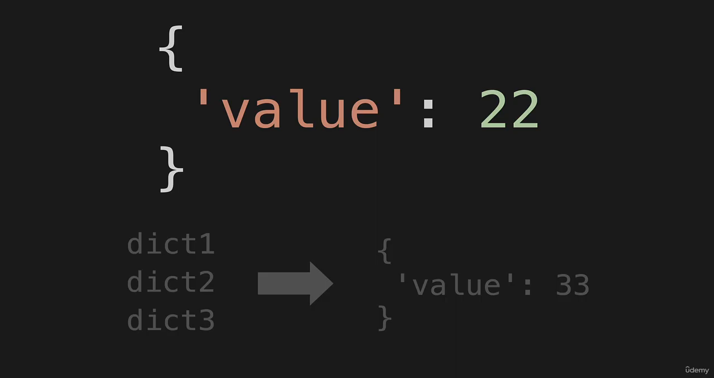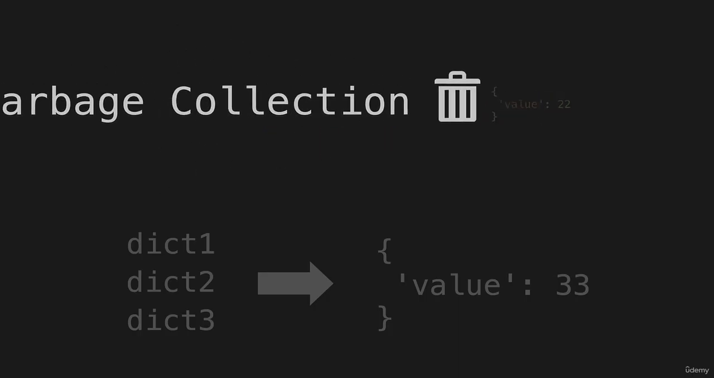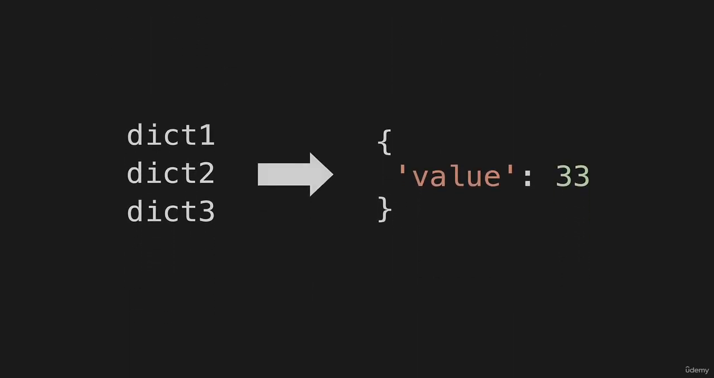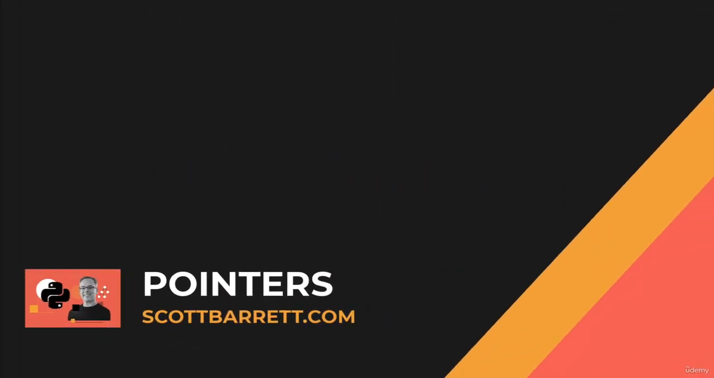And if you don't have a variable that's pointing to this, you don't have any way to access this. So what Python does in this situation is Python will remove this through a process called garbage collection. And that is our overview of pointers.